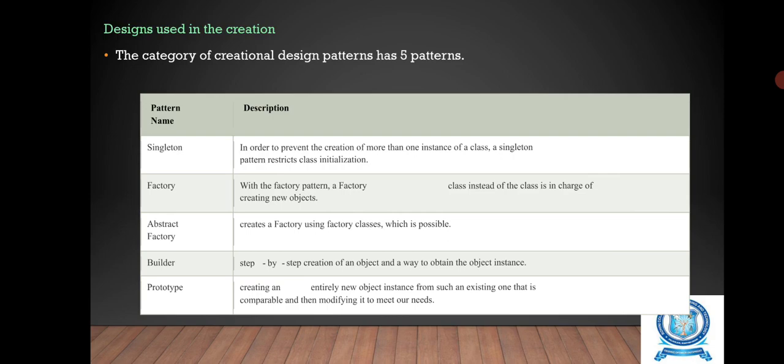Factory pattern: with the factory pattern, a factory class is in charge of creating new objects instead of the class itself. Abstract factory: it creates a factory using factory classes. Builder: step-by-step creation of an object and a way to obtain the object instance. Prototype: it creates an entirely new object instance from an existing one that is comparable and then modified to meet our needs.